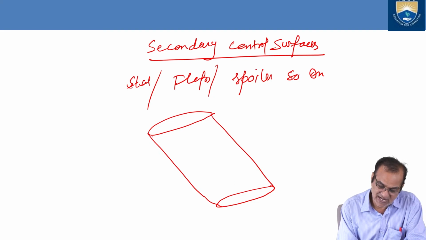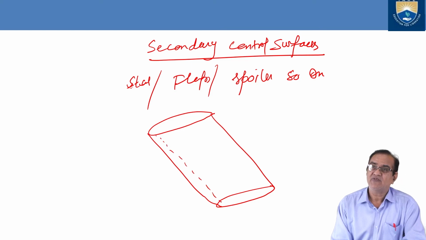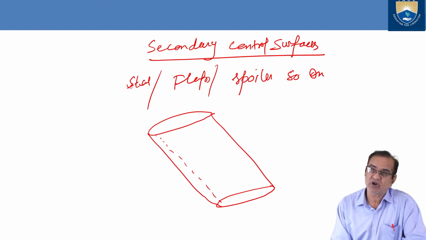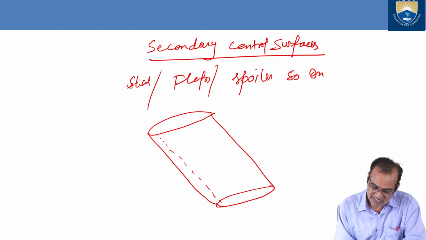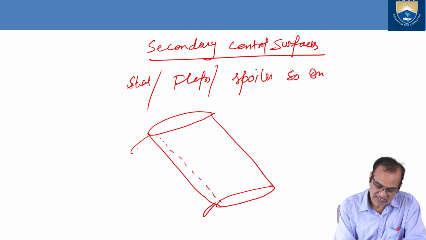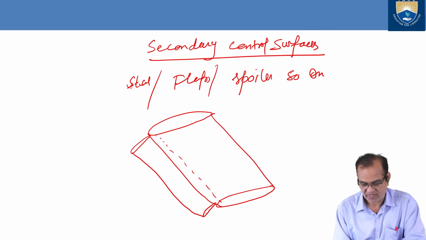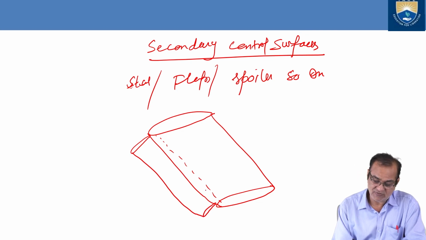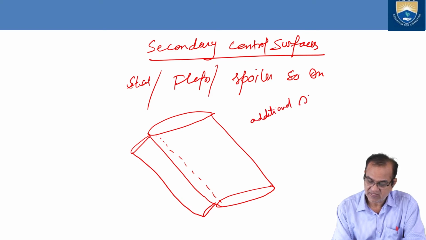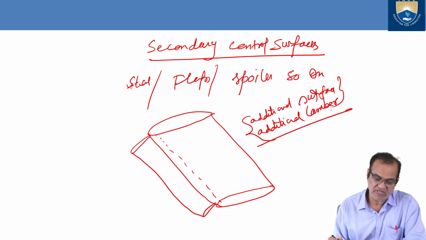Slats are some additional aerofoil which are normally attached to the wing here. But as and when we need more aerodynamic forces or more lift, this additional surface will come out. And this will generate additional surface and additional camber. This creates the additional lift.